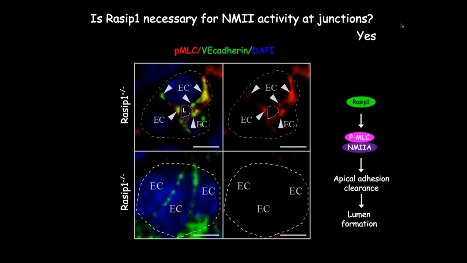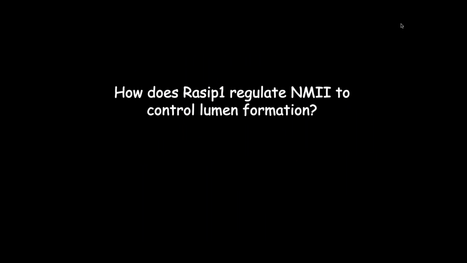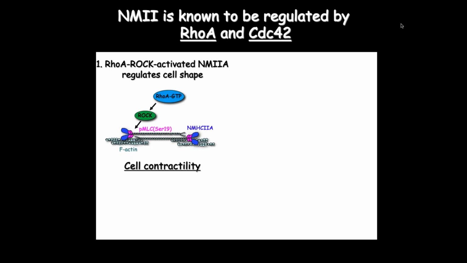So this was really exciting, but it didn't give us a direct link between RAS-IP1 and non-muscle myosin. That upper arrow in the model on the right, we still didn't understand. So this is what we really set out to take a look at. How does RAS-IP1 regulate that non-muscle myosin activity to control lumen formation? So at this point, I just want to introduce you to the literature that's out there, things that, not things we did, but what others did.